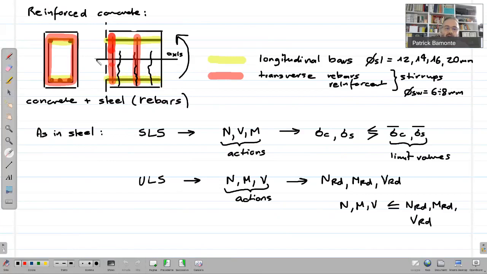Then, of course, I also asked you to sketch some reinforced concrete section shapes. And this is, for example, explained here where there is this concrete section.